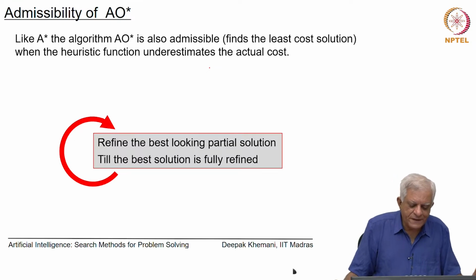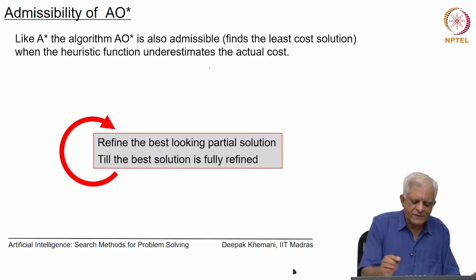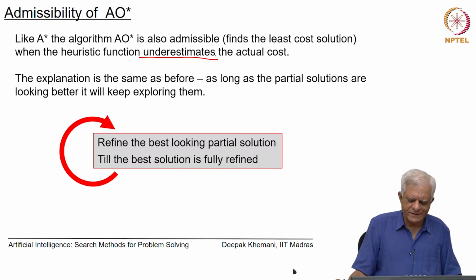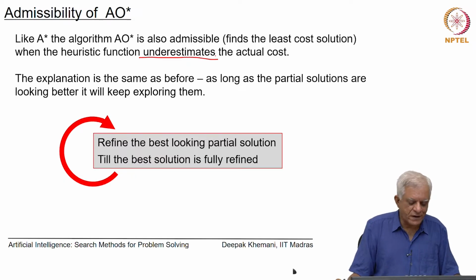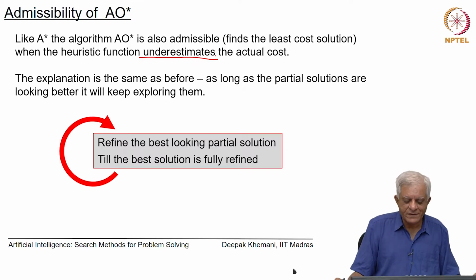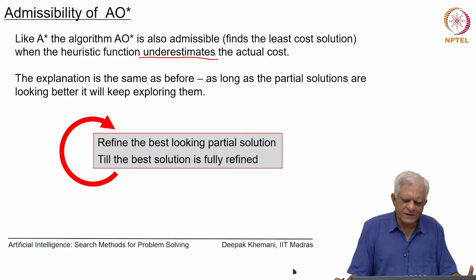But now, what we are saying is that this algorithm would be admissible when the heuristic function underestimates the actual cost essentially. And the explanation, which we will not go into detail, is same as before, that as long as the partial solutions which are yet to be explored are looking better, it will keep exploring them better than the fully refined solution, even if we have found one essentially. So, it will not terminate with the first solution it finds, because some other solution may look like it might be cheaper. So, it will explore that before actually terminating. We saw that in the case of Branch and Bound and also in the case of A star.